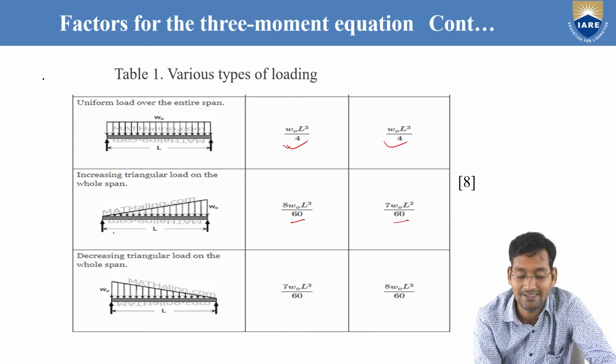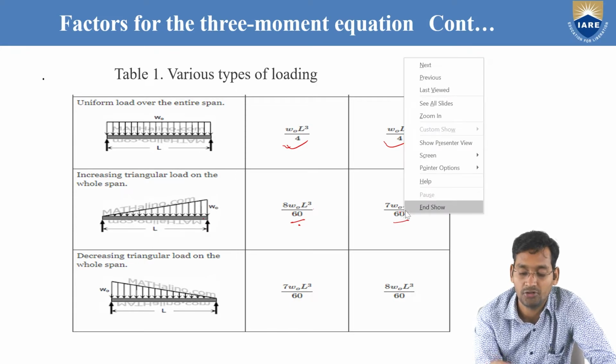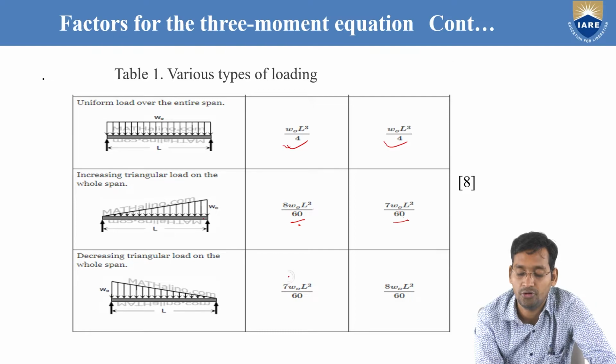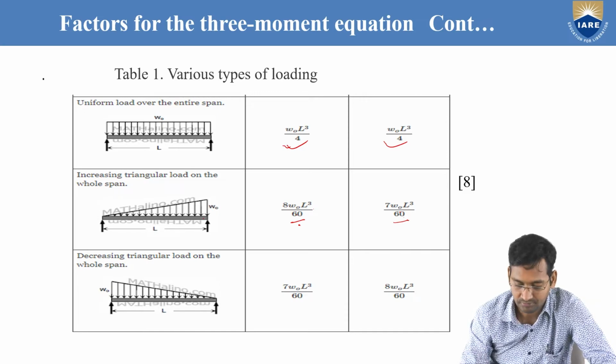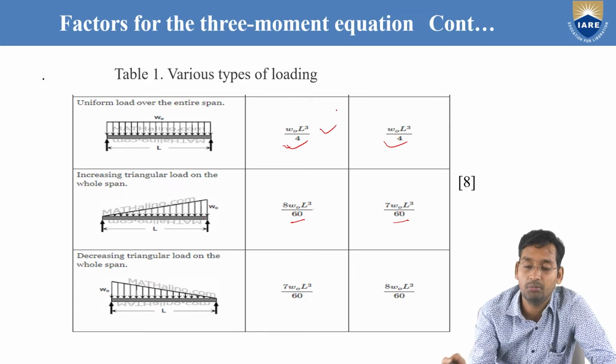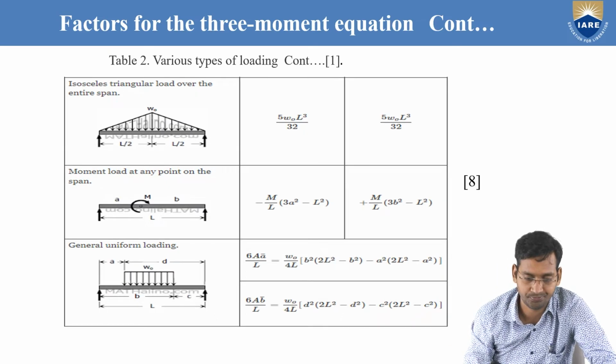So for decreasing, from this point it's increasing and from this point decreasing, so just reverse will be there. If this side it's increasing, then this will be for 6A by L and this will be for 6AB by L. Now just opposite, so this will be for 6A by L and this becomes 6AB by L. So you have to remember these values, and you can directly substitute them instead of 6A by L and 6AB by L values.